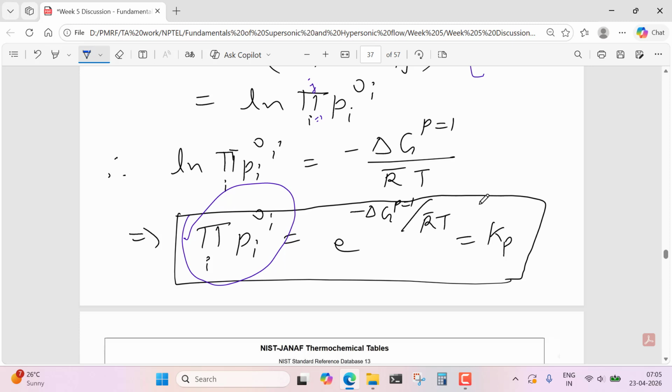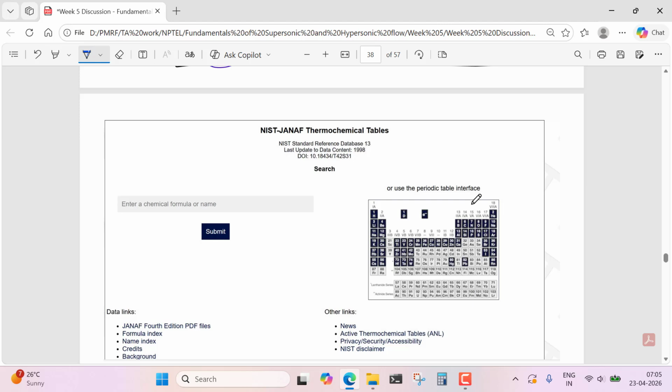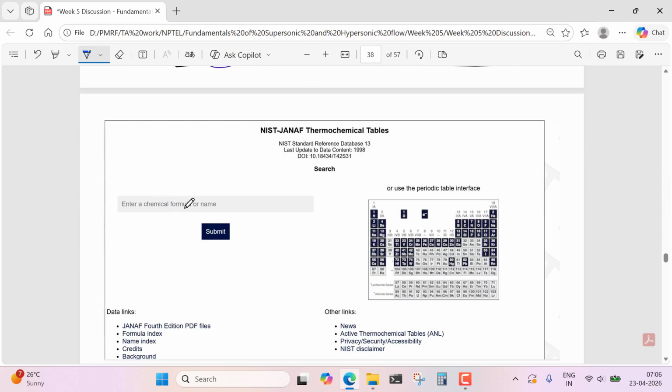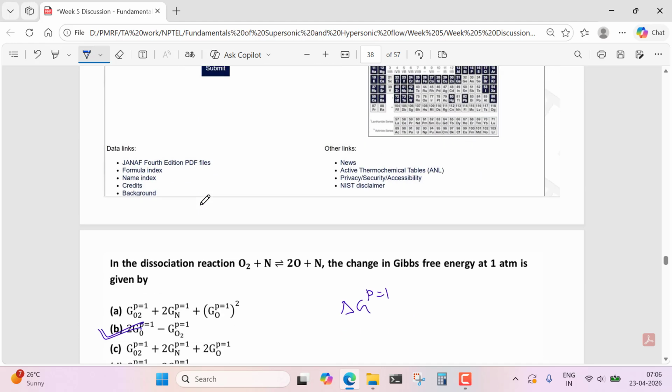Now I want to show one more thing, which is the NIST JANAF thermochemical table. So what is the use of this table? Using this table, you can find the value of delta G at 1 atmosphere, which will be useful for determining the value of the equilibrium constant. Here you just write the chemical formula and you will get the delta G at P equal to 1.